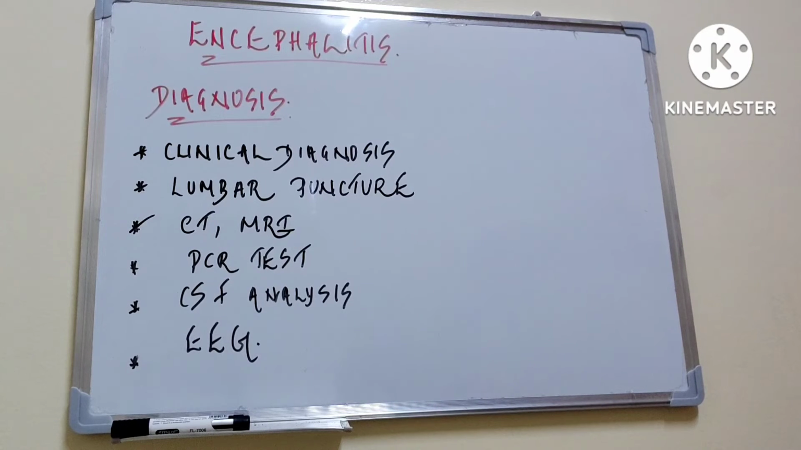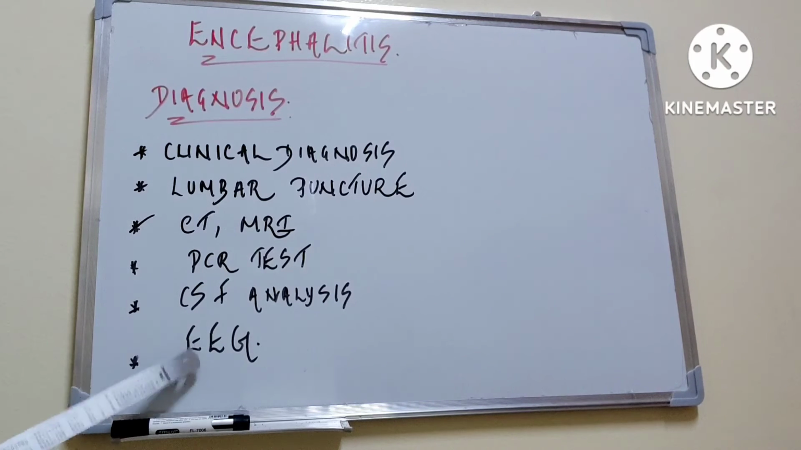So what can we find in CSF analysis? Specific questions can come for exams on this. In CSF analysis, we can see that the glucose amount is normal, the protein level is elevated, and there is moderate lymphocytosis. So what are they? Normal glucose, elevated proteins, and moderate lymphocytosis.